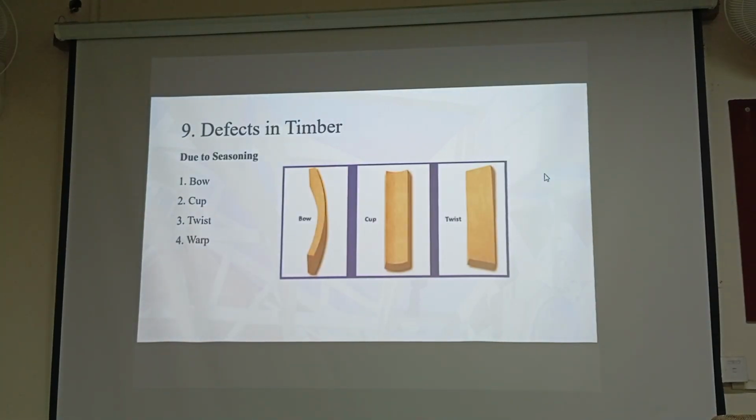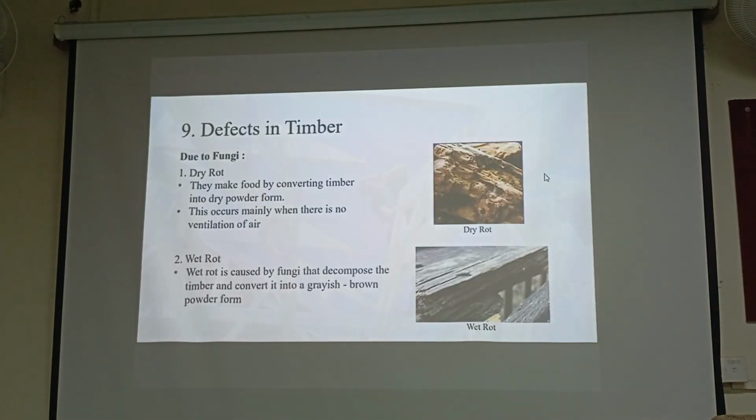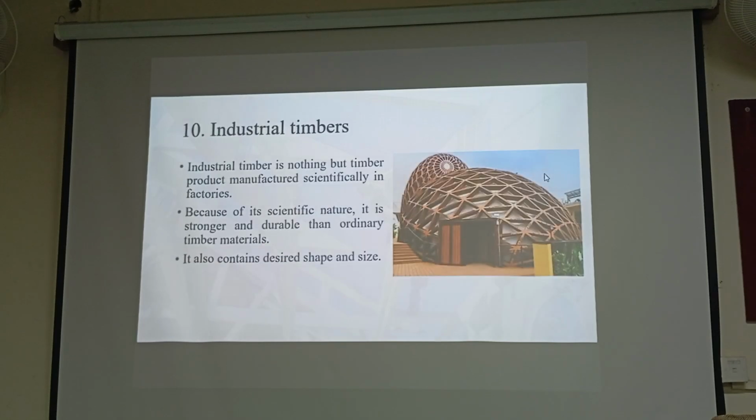Due to seasoning there can also be four types of defect: the plank will narrow down, or it will bend, or cup, narrowing down in a channel format, and sometimes it may get twisted, or sometimes it gets warped. Due to fungi there can be dry rot or wet rot. When there is dry rot, a yellowish powder will be there. When it is wet rot, a greyish brown powder will be there due to fungus infection.